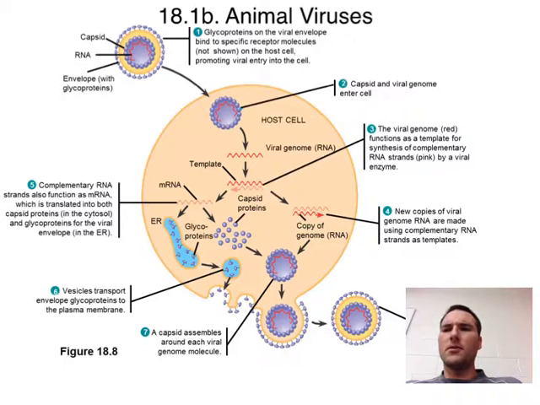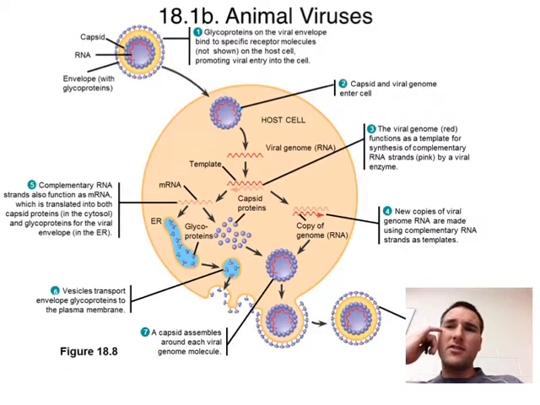It is also showing this type 5 classification of viruses, where our RNA is going to be used to make messenger RNA, and then there's going to be another process that makes more copies of the genome. So a couple things there.